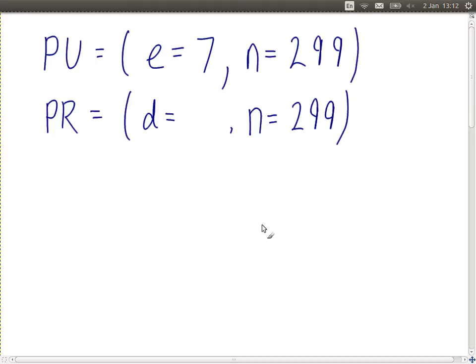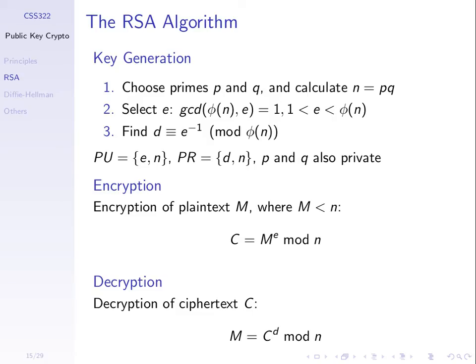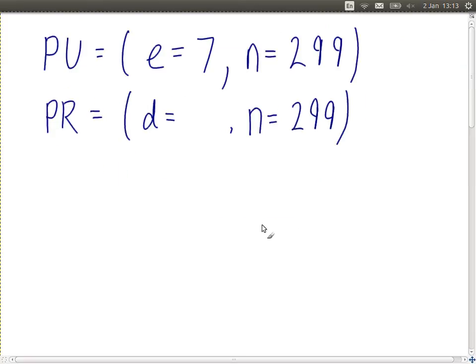If you don't know where to start and you want to write something down, focus on these three steps. That's what I did to generate these keys. I chose two primes, P and Q. I calculated N. I selected some E, which is relatively prime with the totient of N. That is, the totient of N and E have a greatest common divisor of 1. Then I calculated some D, which is a multiplicative inverse of E. That's what I did, and I ended up with E equals 7, N is 299, D is, I'm not going to tell you yet.